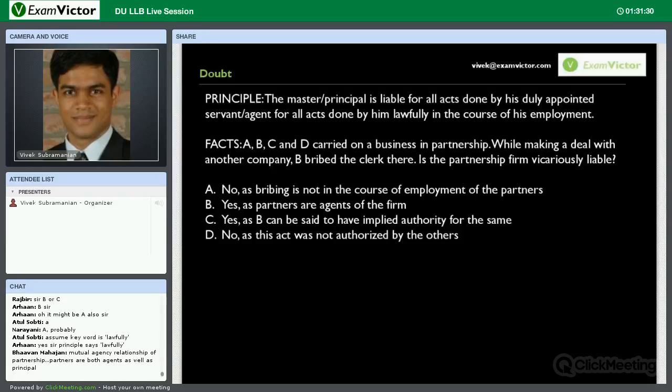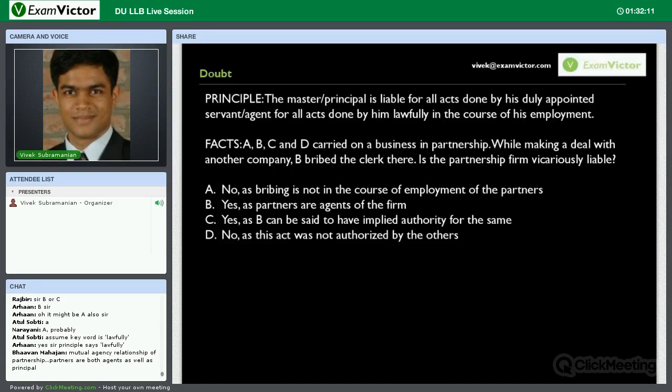But I think one thing which is missing in all of these choices is the word which has been emphasized in the principle. I'll read the principle again. The master or principal is liable for all acts done by his duly appointed servant or agent, for all acts done by him lawfully in the course of his employment. So there are three separate divisions of this principle. Firstly, all acts done by the person. So this is definitely an act done by an agent, an act done by a partner, and it should be lawfully done. And thirdly, it should be done in the course of his employment.